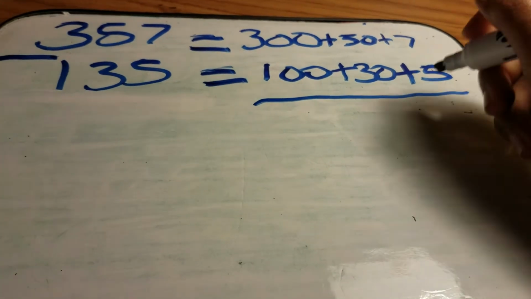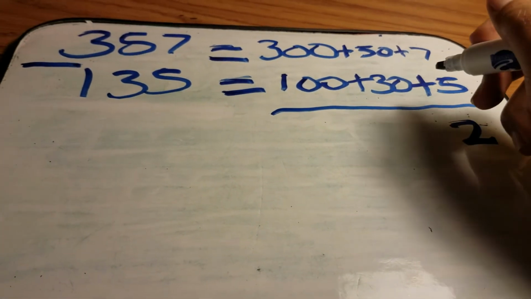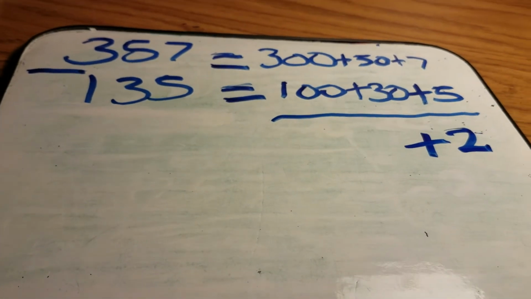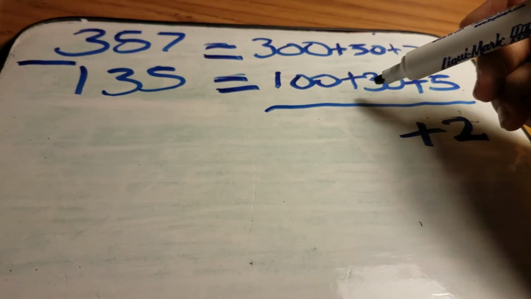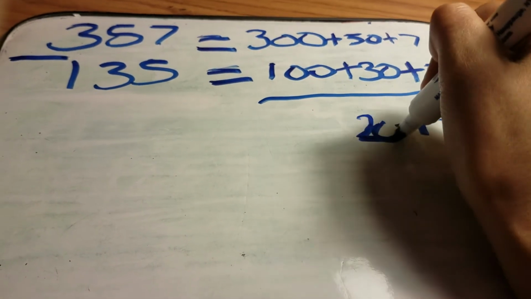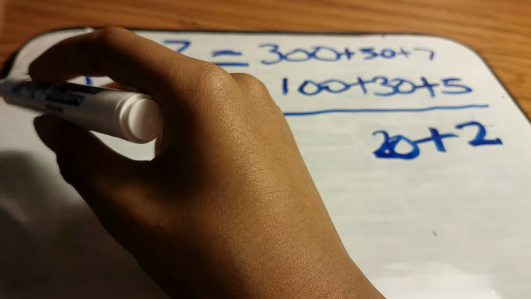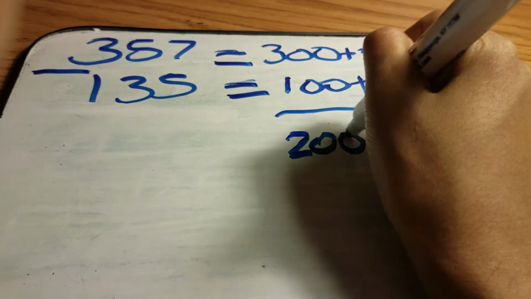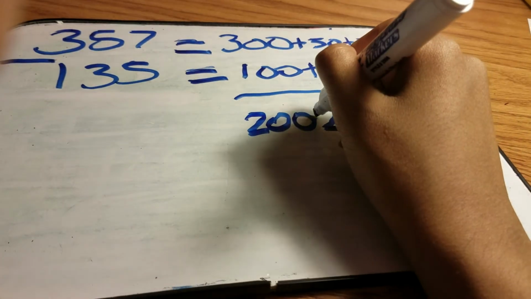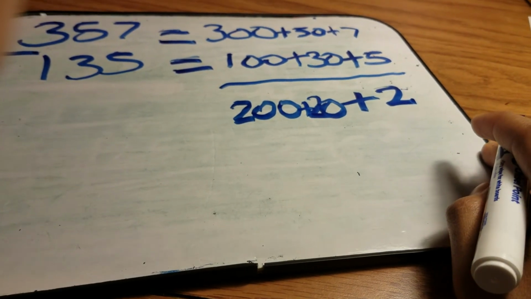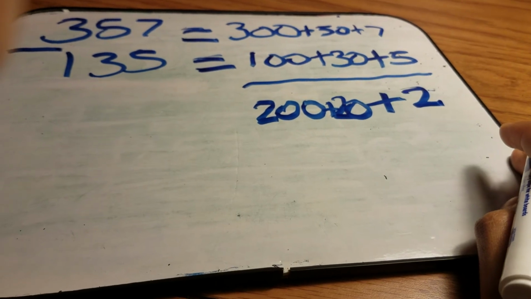7 minus 5 is 2. And we're going to put a plus sign because we're still going to add this together to get our final answer. 50 minus 30 is 20. 300 minus 100 is 200. Now what we have here is our actual answer broken down into place value format.